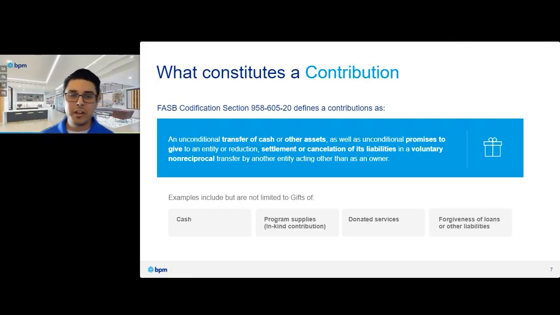And before we start talking about contributions, we really need to understand what a contribution is. And the FASB under section 958-605-20 defines a contribution as an unconditional transfer of cash or other assets, as well as unconditional promises to give to an entity or a reduction, settlement, or cancellation of its liabilities in a voluntary, non-reciprocal transfer by another entity acting other than as an owner. Now that's a mouthful of a definition, and we're going to piece apart some of the various key terms in the coming slides.